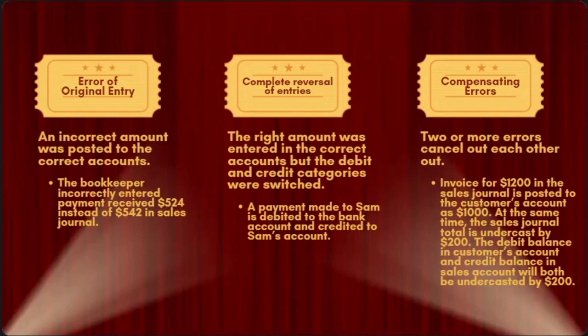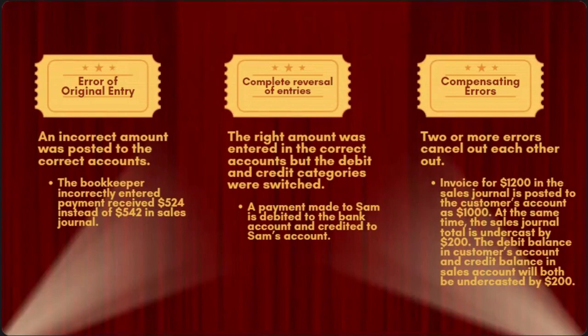Next is complete reversal of entries. This happens when the right amount is entered in the correct accounts, but the debit and credit sides are switched. For example, a payment made to Sam is debited to the bank account and credited to Sam's account, where it should have been credited to the bank account and debited to Sam's account to reduce our trade payable to Sam.